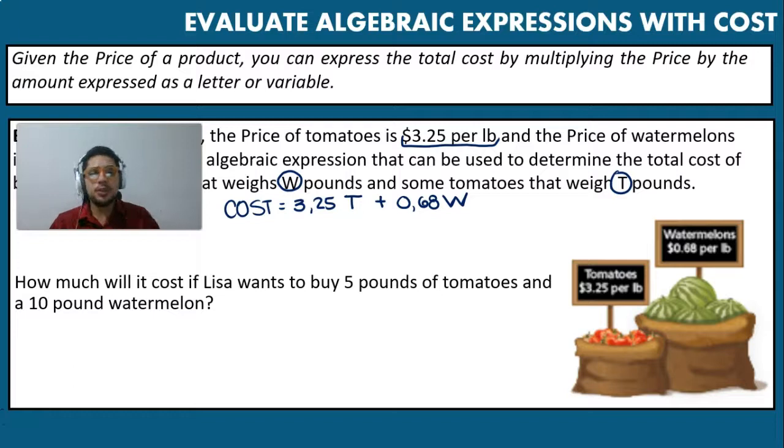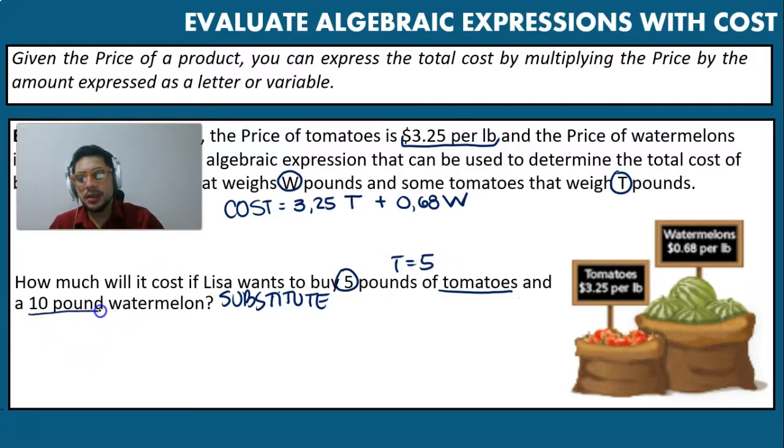So we have a follow-up question which says, how much will it cost if Lisa wants to buy 5 pounds of tomatoes and a 10-pound watermelon, right? In this case, we go to the previous problems where we evaluated expressions. And how did we evaluate? We substitute, right? So we're going to substitute the amounts. So 5 pounds of tomatoes, so T is going to be equal to 5, and 10 pounds of watermelon, so W is going to be equal to 10. And we're just going to substitute.